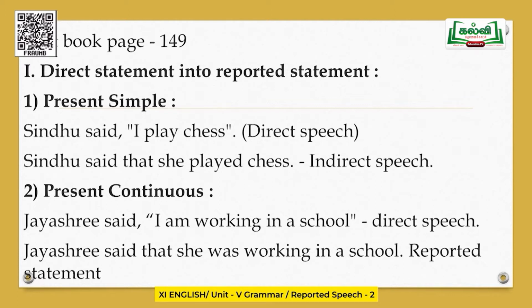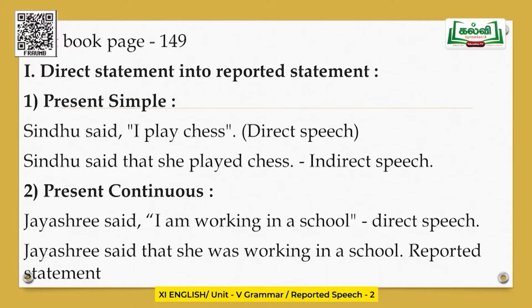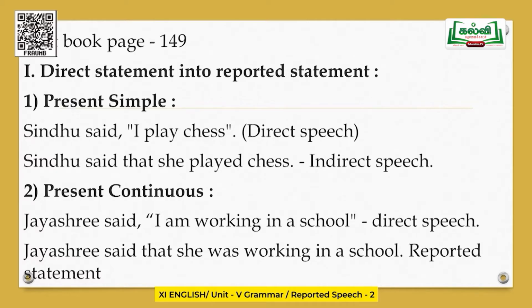So Jayashree said, "I am working in a school." So this is a direct speech. So Jayashree, here also you don't have the listener. So said only, don't change it to told. So Jayashree said, again conjunction, that, because it is a statement. I changes into first person, this refers to the speaker. Since the speaker is female, again Jayashree, so she. Am working, was working. Am working, was working, because present continuous should be changed into past continuous. So was working in a school. It is a reported statement.